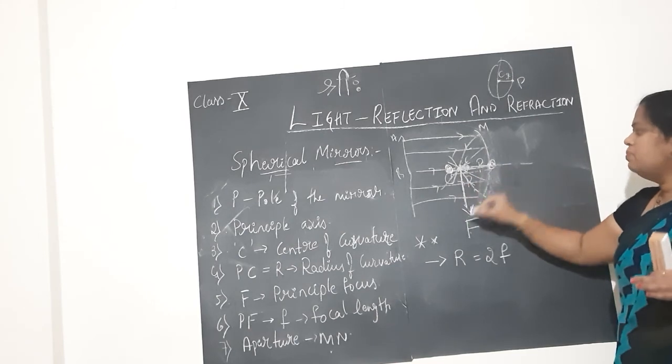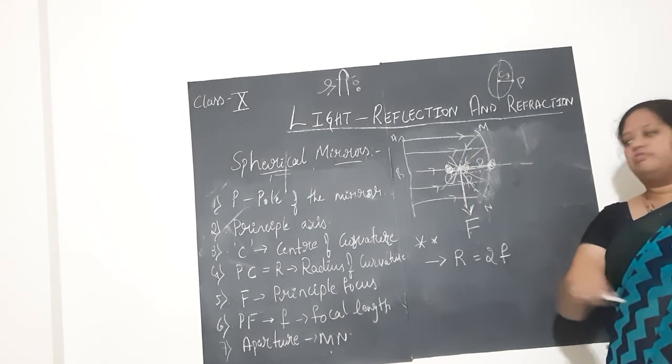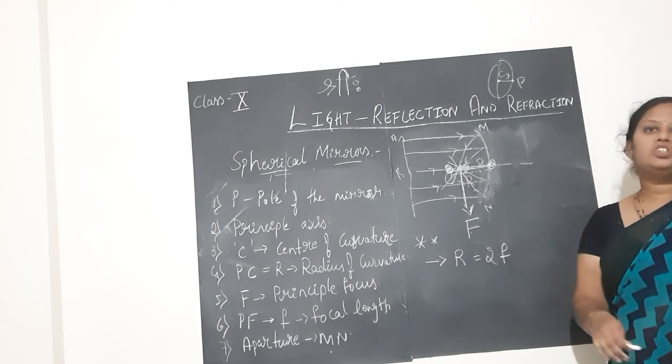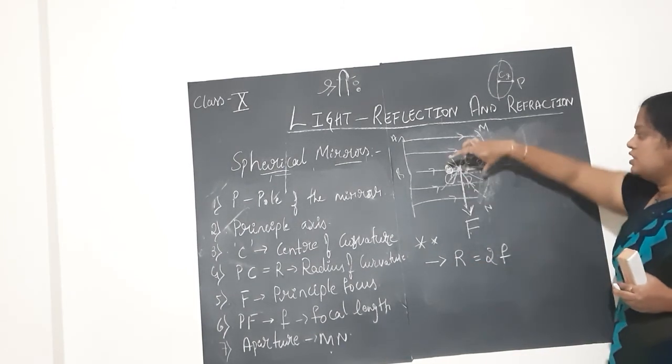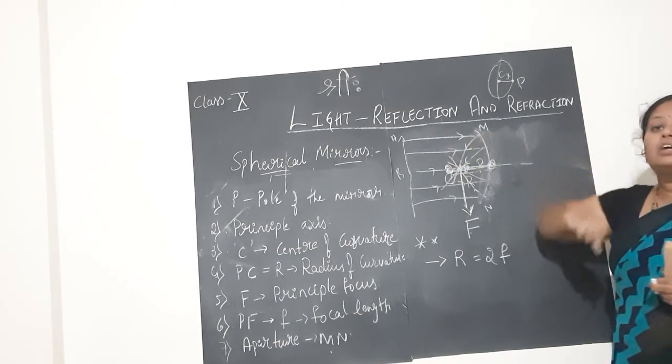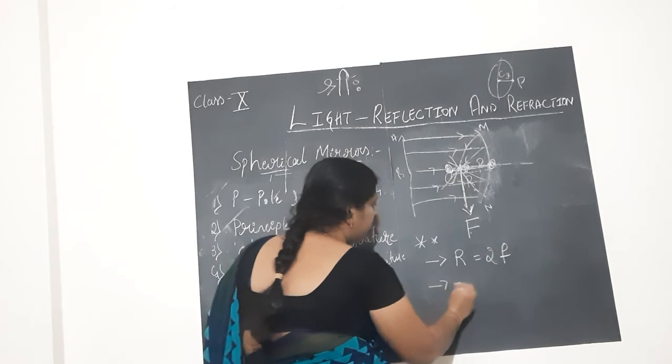That is capital letter F. What is the distance from P to F? It is equal to small letter f, which is the focal length. So the radius of curvature is 2 times the focal length. Or one more form, you should know this to solve the problems.